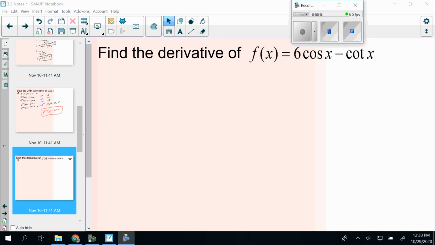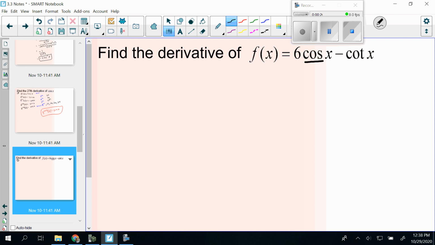Let's look at some examples of this one. It wants us to find the derivative of this function. If you have separate functions separated by a negative or positive, a minus or plus sign, remember you can just find those individually. Same thing here with our constant. You can use the same idea that we had with polynomials with these constants of just bringing it along.